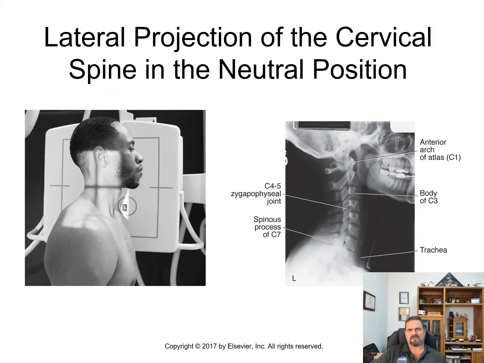All right, so lateral projection of the cervical spine in the neutral position. As you can see, here's your Bucky system that you have your IR in. This is nice and centered, around C4 to C5 is where your focal spot is. And in this radiograph, it's a very good representation of seeing the anterior arch of the atlas, C1, right there. Good stuff. And then C3 here, and there's C4 right here. Good stuff. And there's your trachea. That's where your trachea begins.